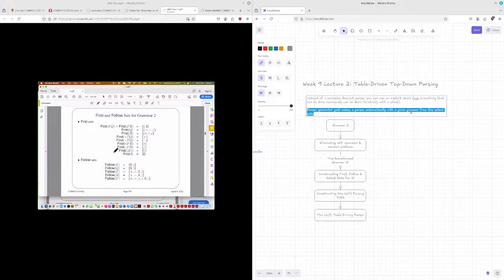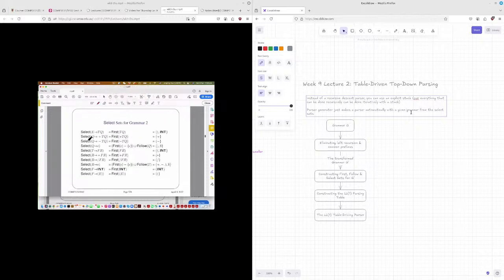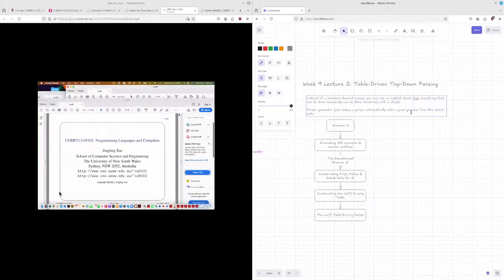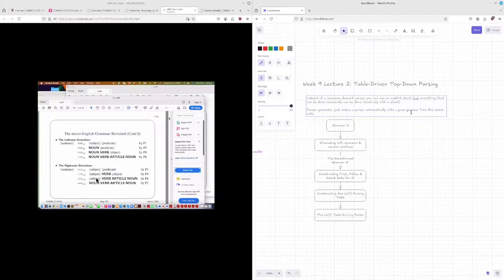These are some slides I took from week 3. Then you build first sets, then you build follow sets, for the non-terminal nodes. Okay, not going to repeat what we did in week 3. Then you get your select sets. Select sets are defined so that you can know when each of these productions should be used. Again, I'm not going to say anything about how these select sets are computed. If you're rusty, you should go back and look at those slides from week 3.